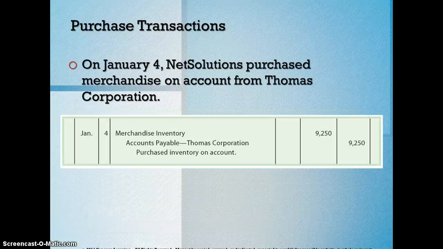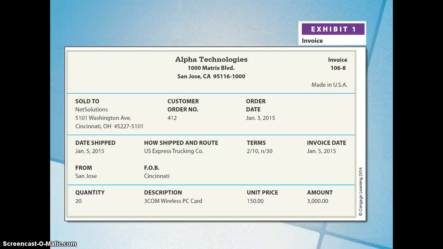Or we will put it on account, meaning we haven't paid for it yet. So that increases our liabilities, accounts payable, and liabilities are increased with a credit as well. So now Net Solutions has some inventory out on the shelves to sell to their customers.